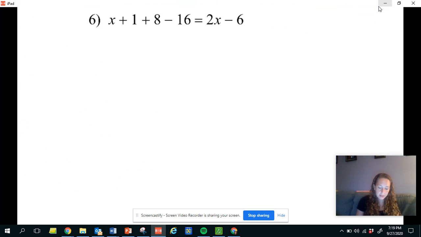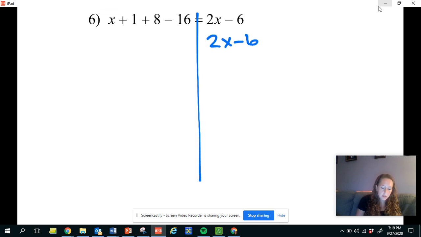Last one, again, always simplify before you start solving. So I'll just go ahead and bring down the 2x minus 6 on the right. On this side, there's only 1 x, so it's just going to come down. And then I'm going to combine all these numbers together. So if I add 1 plus 8, I get 9. And 9 minus 16 is going to be negative 7. So x minus 7. So now both sides are as simple as they can be.